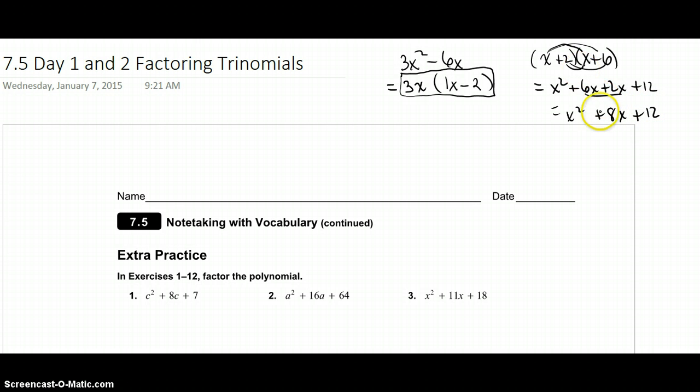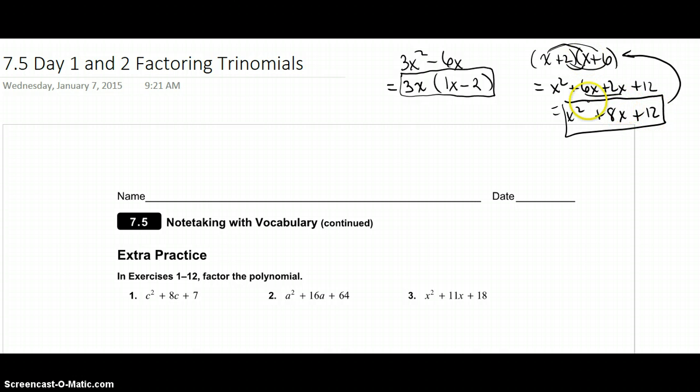The reason why I bring that up is because today we are going to take that answer and figure out what was in the parentheses originally. What did we multiply to get this answer? And that, again, is undistributing, or factoring as we call it.